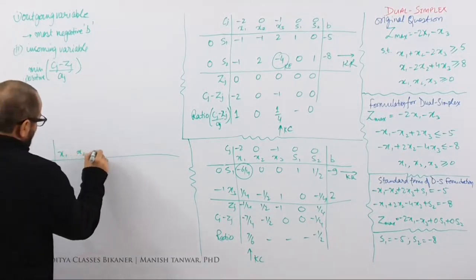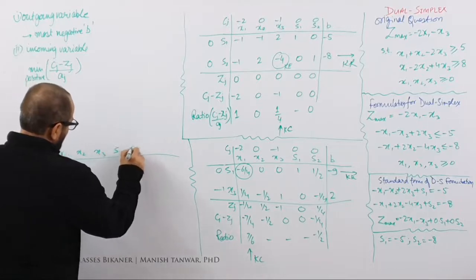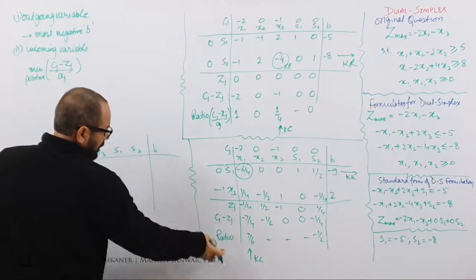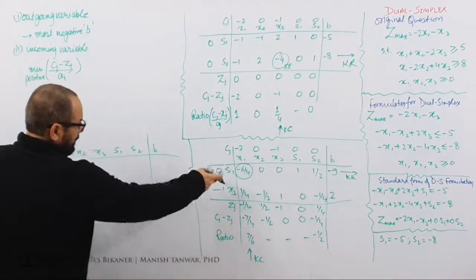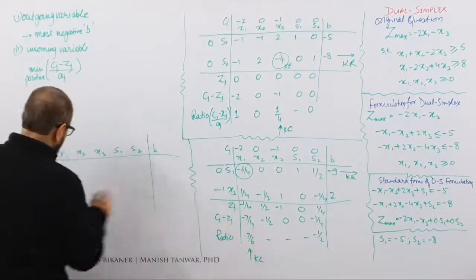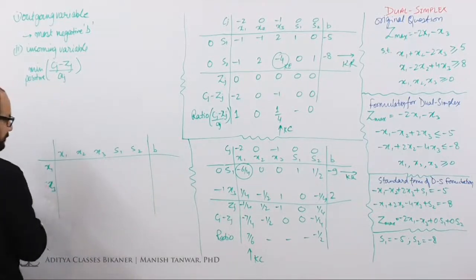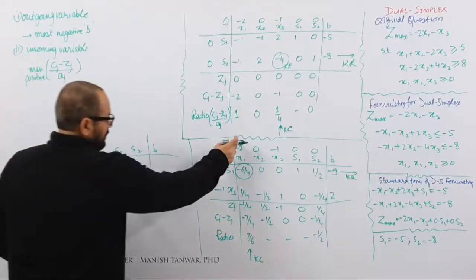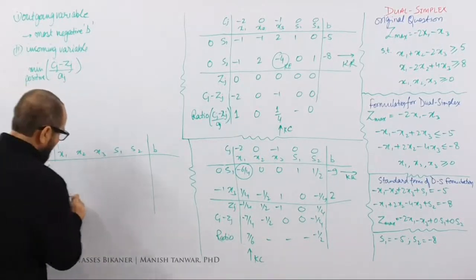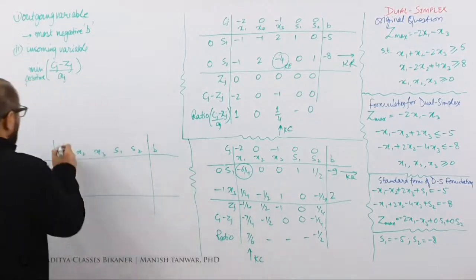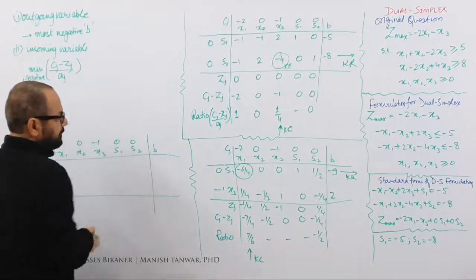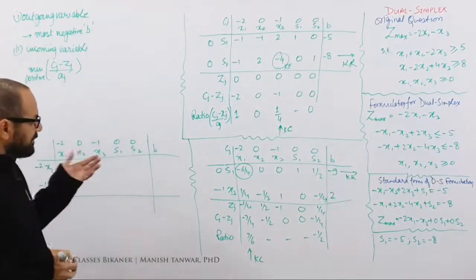x1, x2, x3, s1, s2 and b. Incoming variable is x1, outgoing variable is s1. So I'll be having an x1 and this is intact x3. It is contributing minus 2 and minus 1, so there will be a contribution of minus 2, minus 1, 0, 0, 0. So we have our contributions and everything is over here.